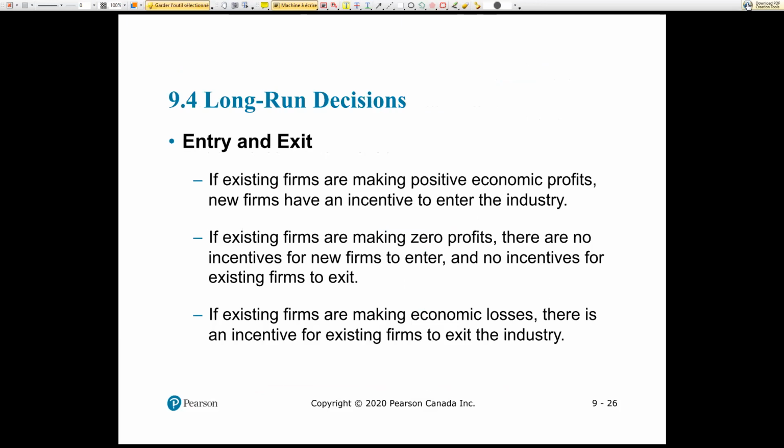Yeah. So entry and exit. So what happens? Let's talk a bit about capitalism, how it works. What's the difference between a market economy and some other economies? Well, there are many differences, but one is that there is freedom to do whatever you like to make money. So one of these decisions is to enter the market or leave the market.